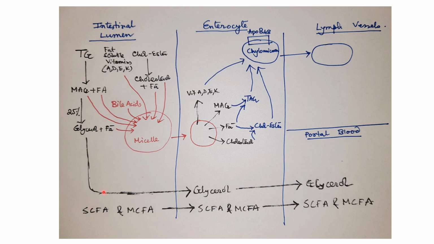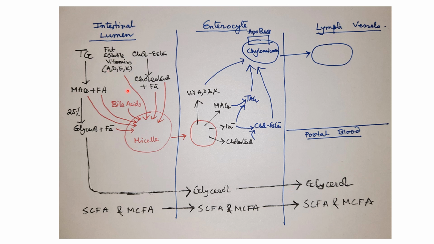On the other hand, there are some molecules which are more or less water soluble. We have seen from monoacylglycerol about 25% breaks down completely, so there glycerol is formed. The glycerol itself can get directly absorbed into the enterocyte cells and directly into the portal blood, so here it goes into the bloodstream. And as I have mentioned, small chain and medium chain fatty acids also can directly get absorbed into the enterocytes and then into the portal blood.